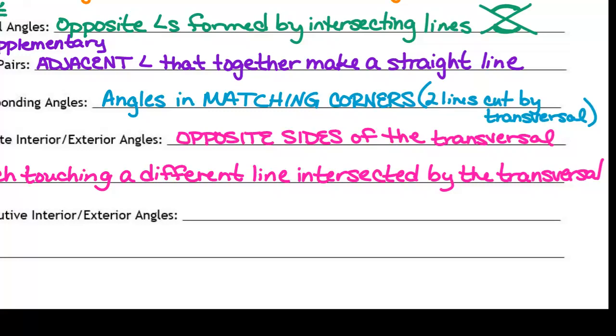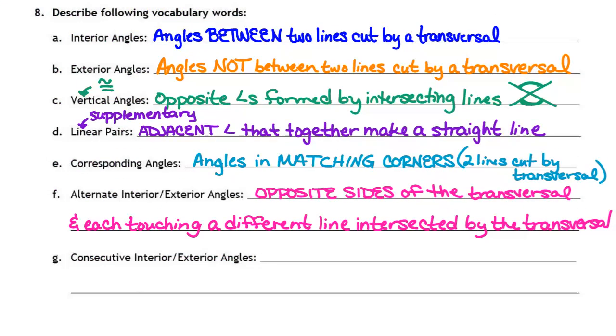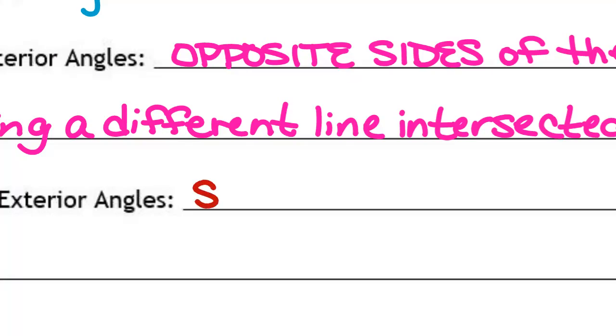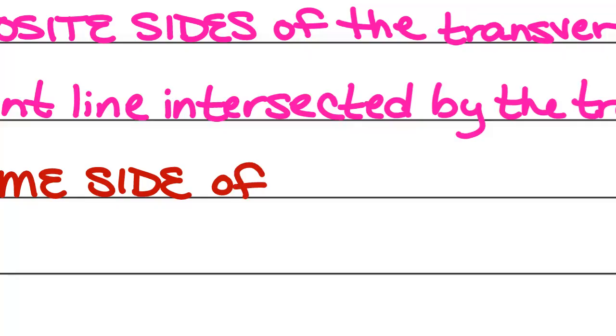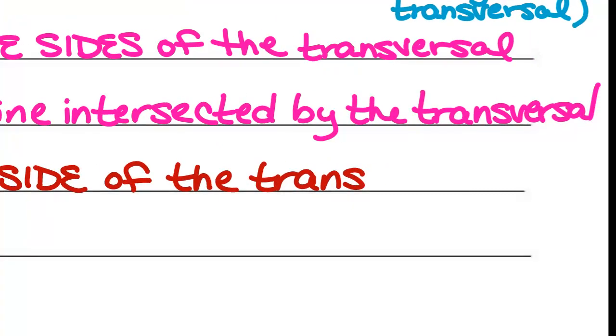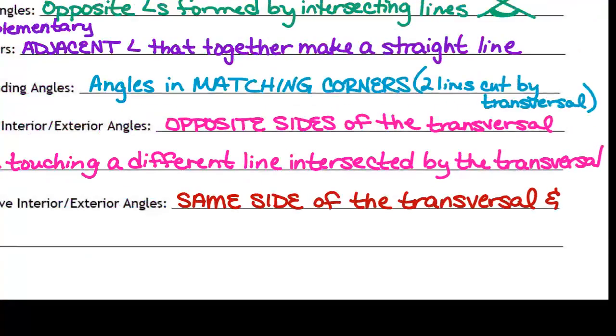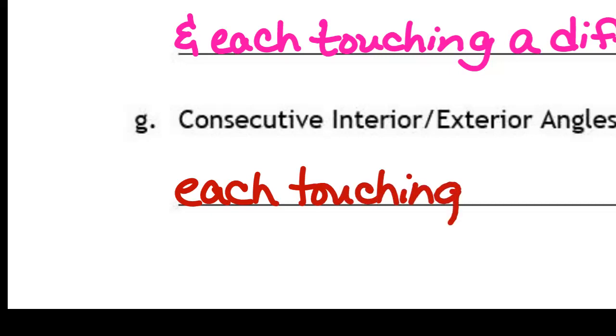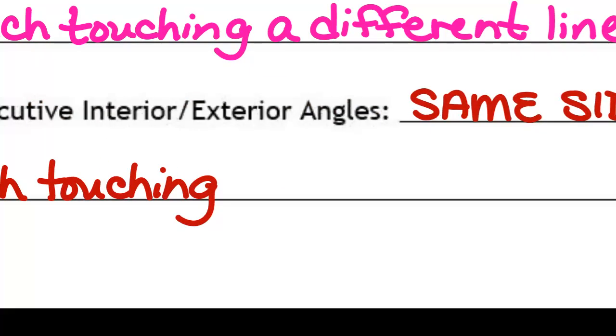And finally, we have consecutive interior and consecutive exterior angles. These are same side of the transversal, and each touching a different line intersected by the transversal.